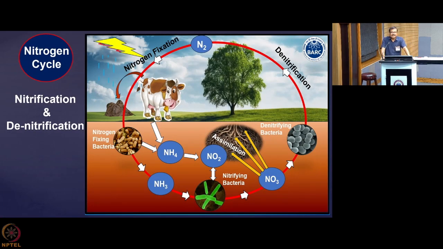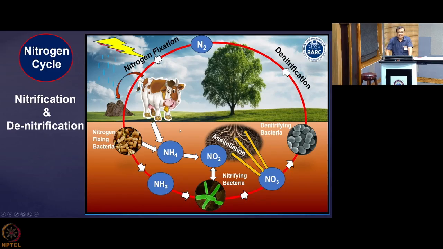Now, in the natural cycle, this nitrogen fixation happens like this. There are nitrogen fixing bacteria which form the ammonium ion, and from this ammonium ion and ammonia, there are nitrifying bacteria which form the nitrate, and that nitrate is absorbed by the root. So this is the assimilation process.